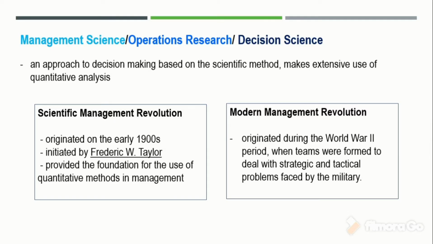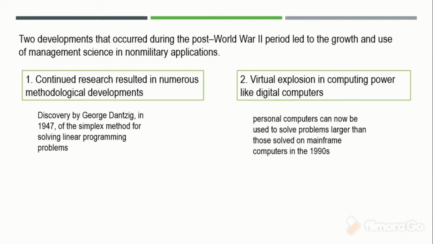But later on, after World War II, some of these members of the teams actually pursued the study of management science. The developments that occurred during the post-World War II period led to the growth and use of management science in non-military applications. So at first, management science was used for tactics as a military application. But afterwards, it was used in non-military applications.